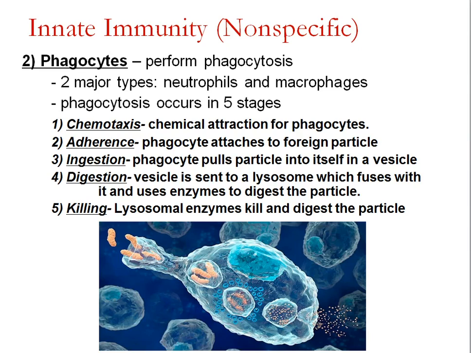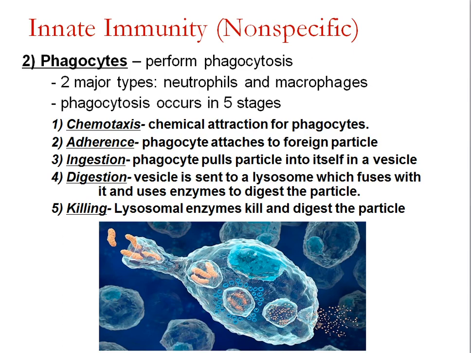All right, our next component in the second line of defense with innate immunity is phagocytes. And as their name suggests, they're going to perform phagocytosis. They're going to reach out, grab something, put it into a vesicle, pull it into their body, and break it down and kill it. So phagocytosis occurs in 5 stages. With phagocytes, we're talking about primarily our neutrophils and our macrophages for the most part.